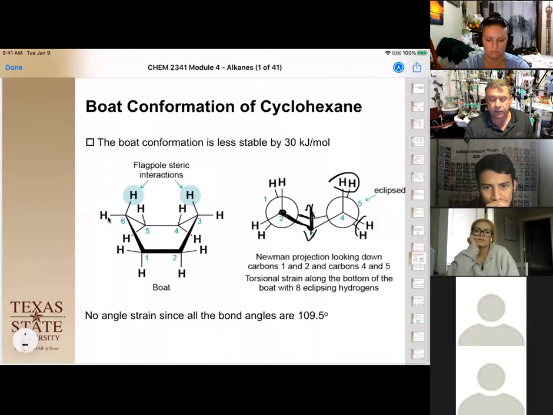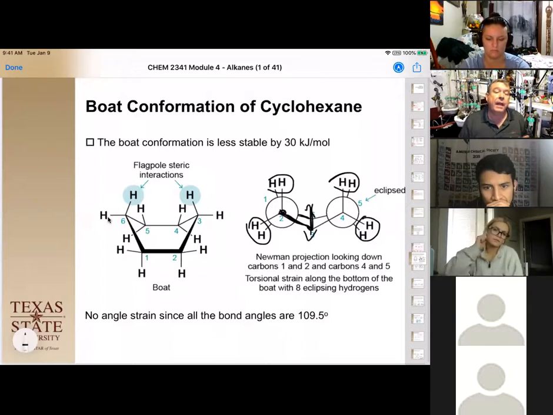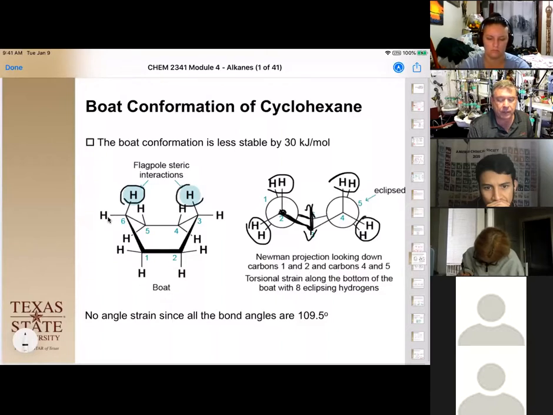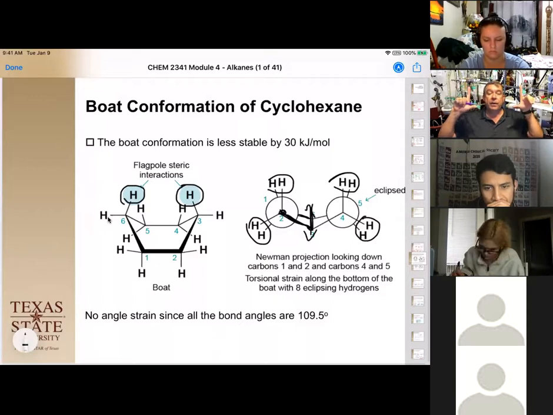Also, our hydrogens are all eclipsed as well. Okay, so because we have our two carbons eclipsed, the one in front and the one behind, and our four hydrogens eclipsed, that's why it's higher in energy. But the other thing about that is we don't have equatorial and axials only, okay? We have one new position called the flagpole position, okay? And that's those two hydrogens that are basically pointing up like they would be flags at the front and the back of the boat.